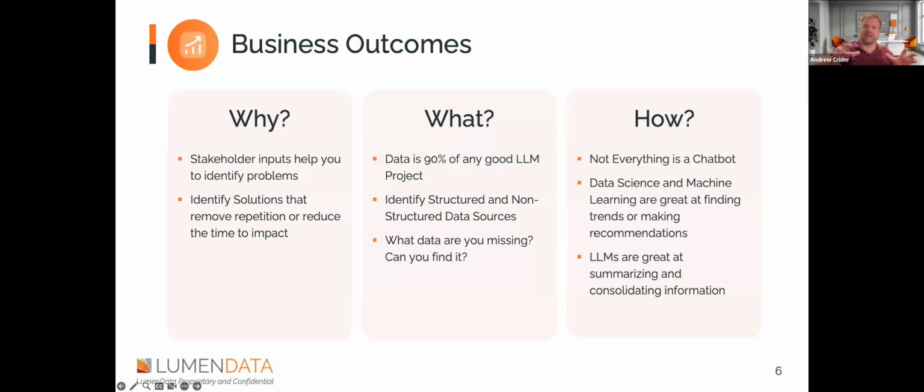And then once you've identified everything that you have, what data are you missing? Can you go create it? Can you go find it? Is there any way that you can assemble that data to improve your large language model output?